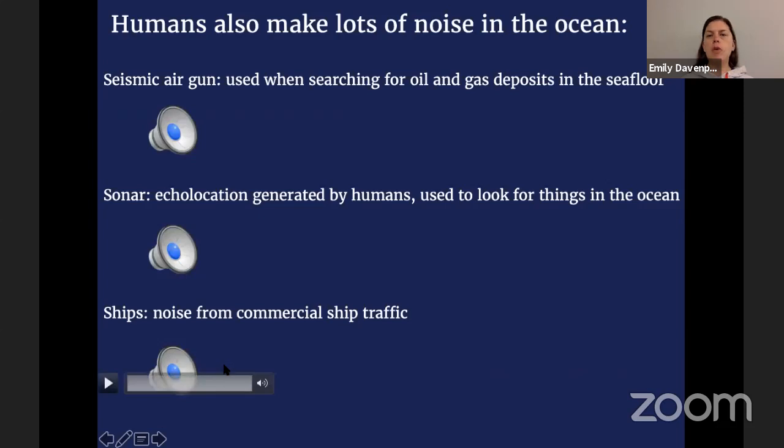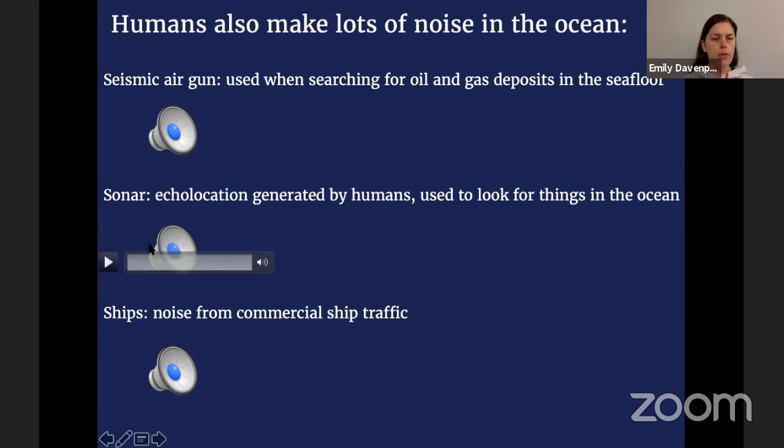And then humans make a lot of noise in the ocean, and I think sometimes we make more noise than all the animals out there, even some of those loudest animals. So this is a seismic air gun, which we use when we're searching for oil and gas deposits in the seafloor. We also use sonar, which is human-generated echolocation, to look for things. Submarines have sonar. Ships use sonar to map the seabed below them and look for things.